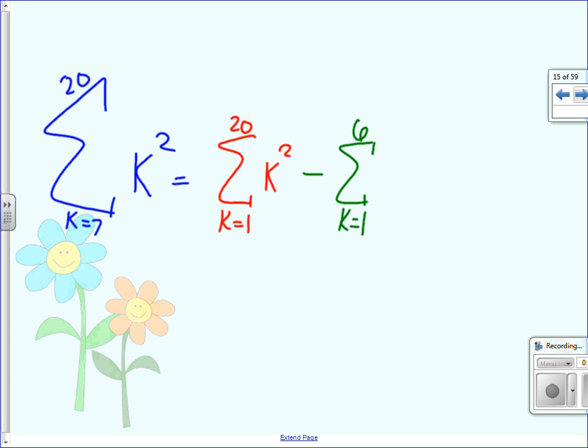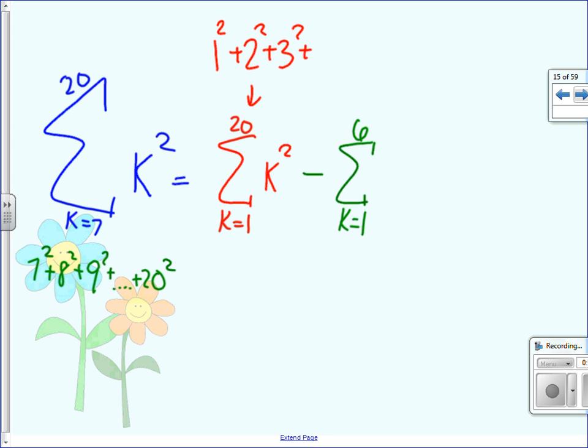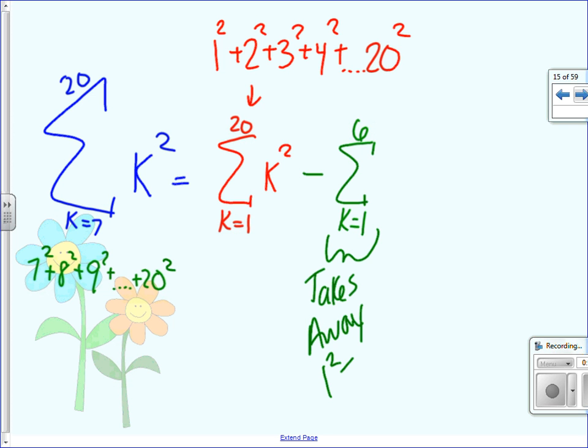Because this is 7 squared, plus 8 squared, plus 9 squared, plus all the way to 20 squared. The red one generates 1 squared, 2 squared, 3 squared, 4 squared, all the way to 20 squared. And then this green one will take away 1 squared to 6 squared. Then accomplishing my goal of adding up just 7 squared through 20 squared.